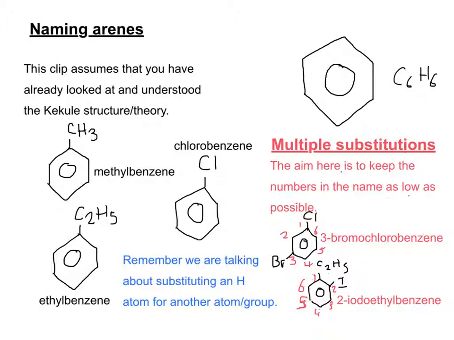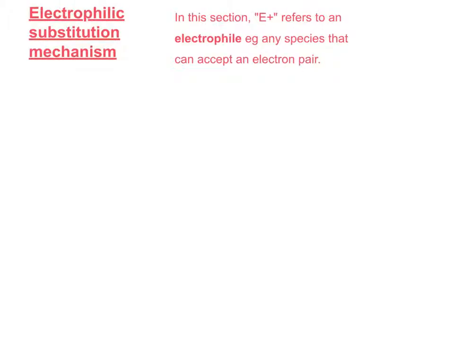Okay, so now let's have a look at the reactions of arenes. So here we're looking at how an electrophile behaves. You've got to remember what an electrophile is from earlier on in the AS year. It's basically any species that can accept an electron pair, as opposed to a nucleophile, which is any species which can donate an electron pair.